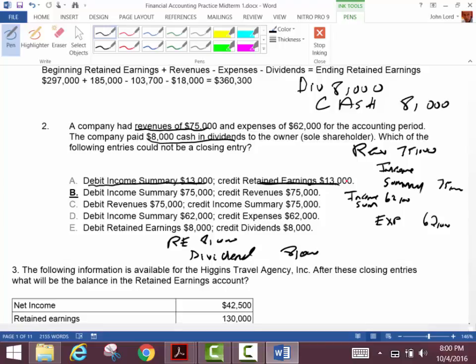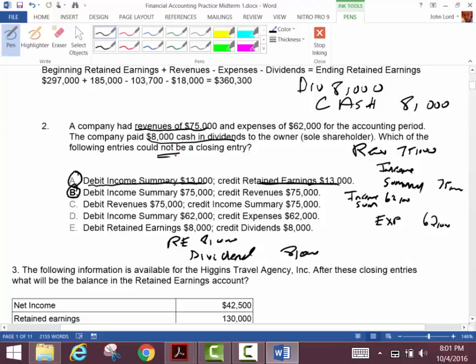Debit income summary for 13,000. Credit retained earnings for 13,000. 75,000. I don't see why you wouldn't do that. I don't see what's wrong with A. I don't see what's wrong with B, huh? Which one of the following entries could not? Oh, thank you. That's the joke about the "I'm afraid not," right? Okay, you got to recognize your nots.